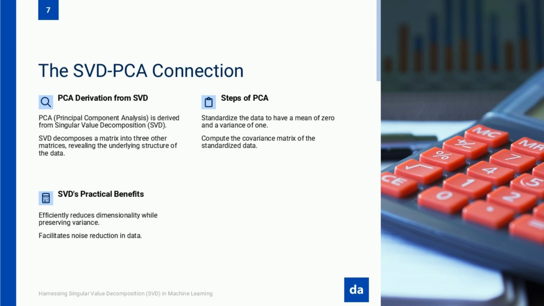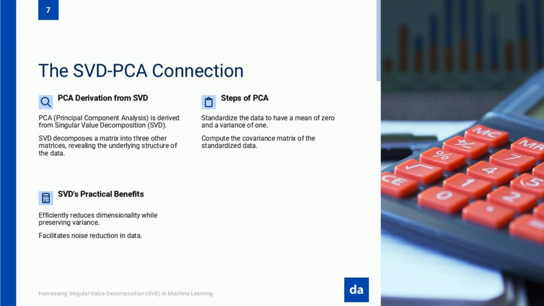The process starts by centering the data, subtracting the mean from each feature, then calculating the covariance matrix that captures how variables change together. Finally, we extract the eigenvectors and eigenvalues from this covariance matrix. Here's where the connection emerges. When you apply SVD to centered data, something remarkable happens. The right singular vectors in matrix V correspond exactly to the eigenvectors of the covariance matrix. Furthermore, the singular values in the diagonal matrix S are directly related to those eigenvalues. They're simply the square roots of the eigenvalues of the covariance matrix.